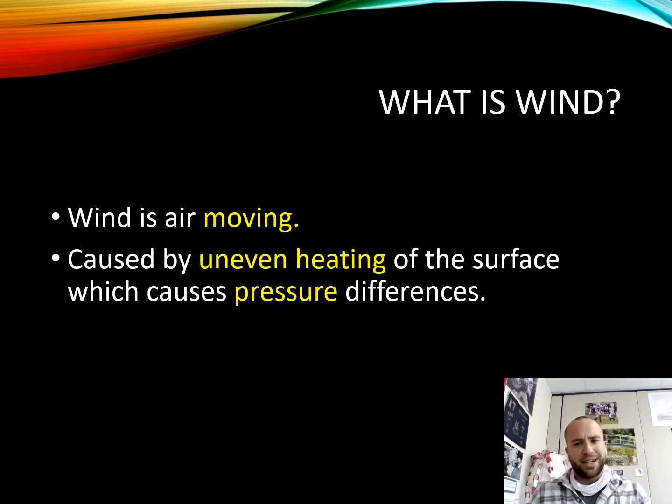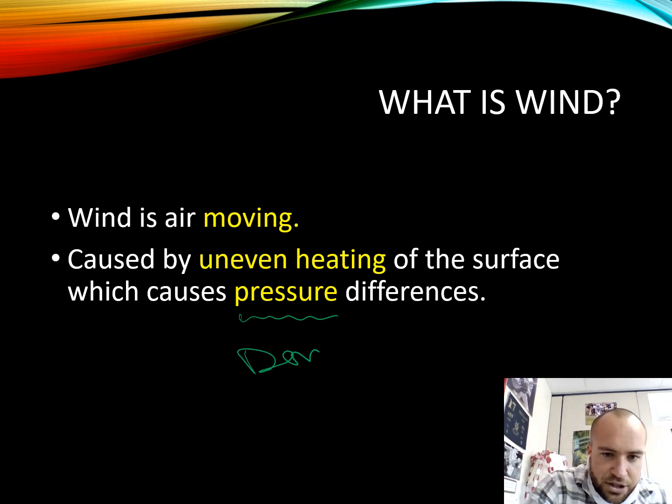What actually is wind? I mean, come on, this is easy, people. Wind is air moving, and it's caused by uneven heating of the surface, which causes pressure differences. Remember, pressure can also be said as density.